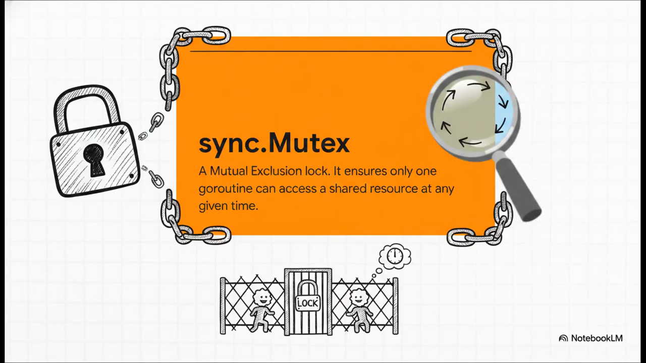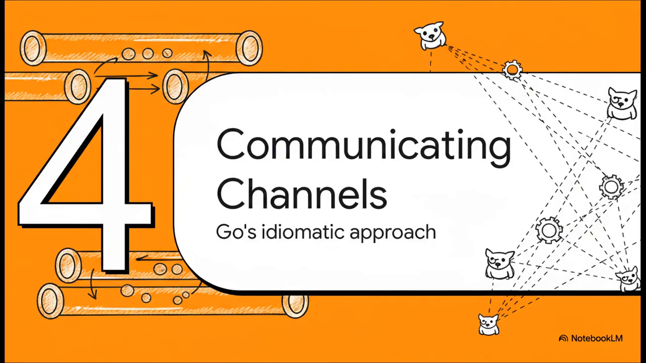Well, the classic solution is a mutex, which is short for mutual exclusion. You can think of it like a key to a room. Before a Go routine wants to touch that shared counter, it has to grab the key by calling lock. When it's done, it puts the key back by calling unlock. This guarantees only one Go routine can be in that critical piece of code at a time. Problem solved. Now, mutexes work. They're a totally valid tool, but Go offers a more elegant, a more idiomatic way to handle these situations.